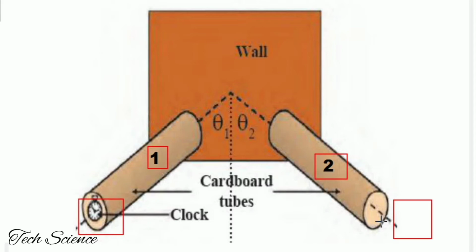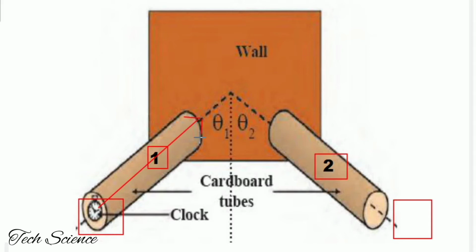Okay, now the arrangement gets started, the experiment gets started, and through the first pipe the sound waves are incident, and they are incident in this direction, and finally they collide with this wall.